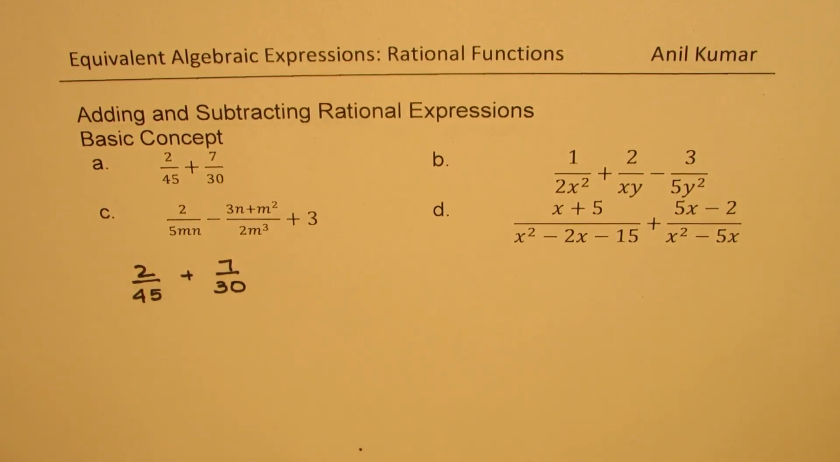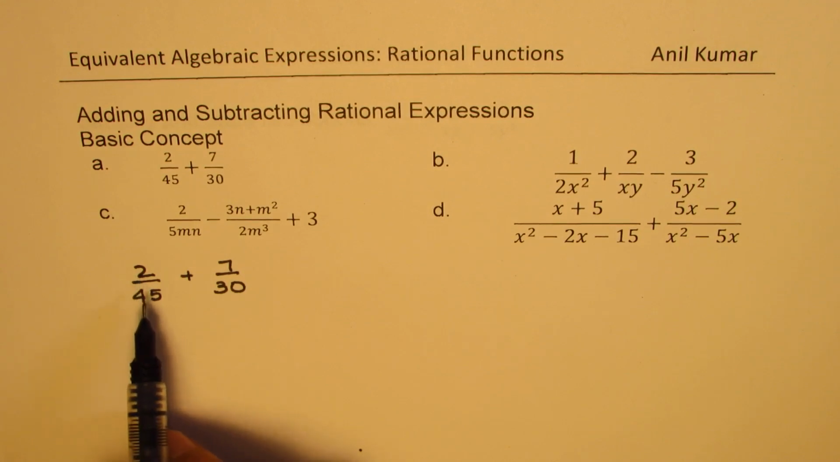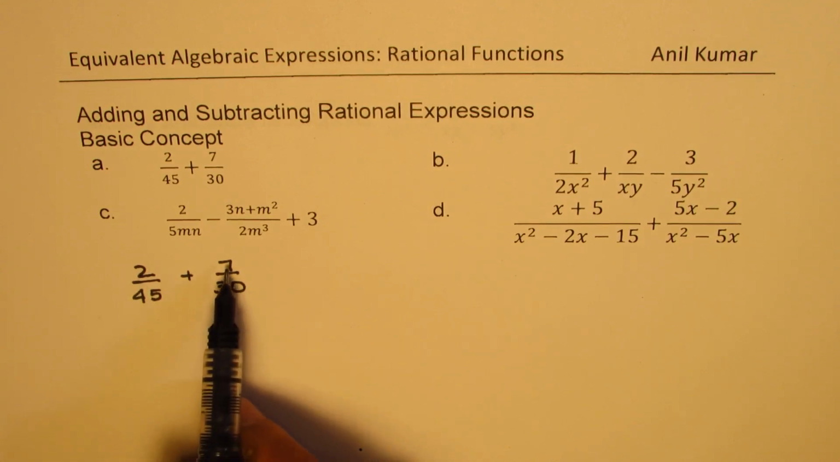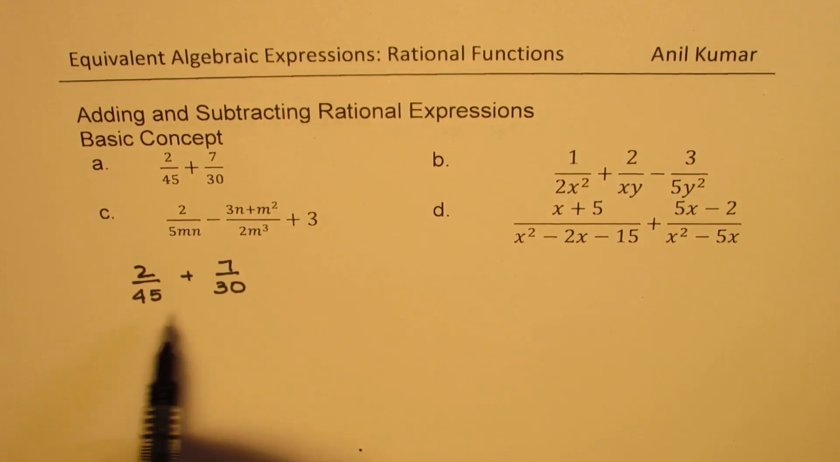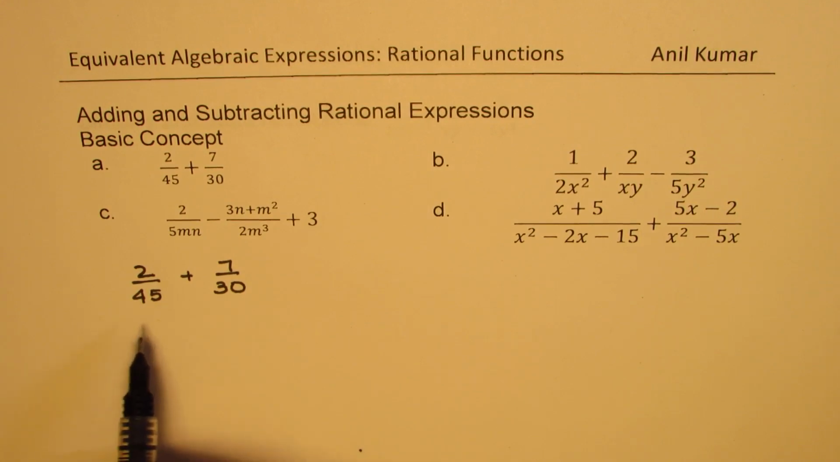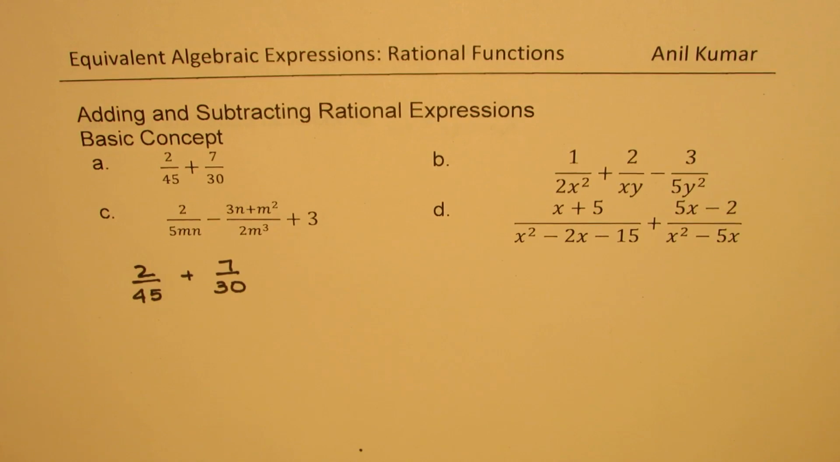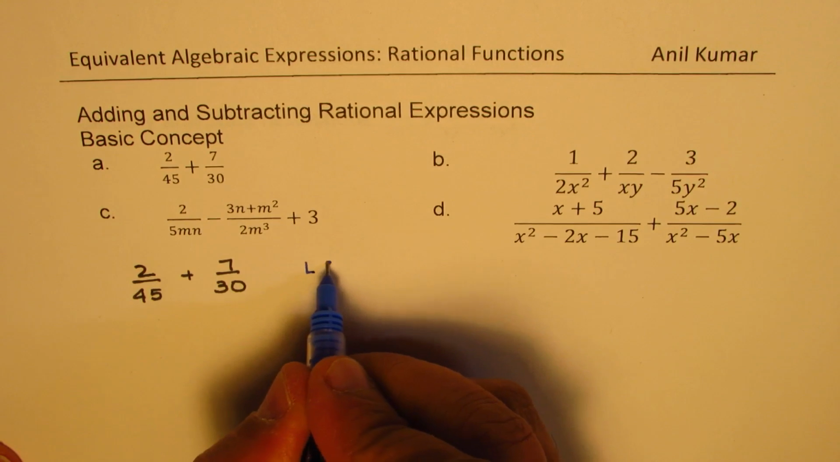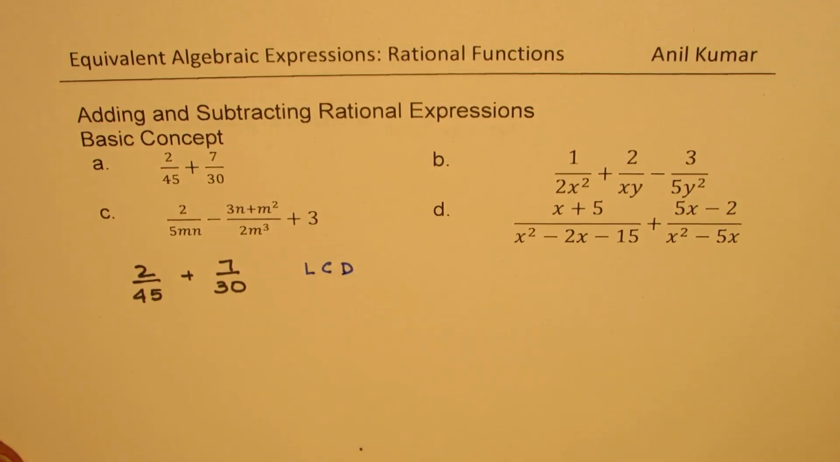Now, these are rational numbers where we have a ratio of integers, right? One integer over the other integer, and we need to add them. So the concept here is basically to make a common denominator, right? So the first step we look into in such cases is to find the lowest common denominator, right? So we are looking for the lowest common denominator.